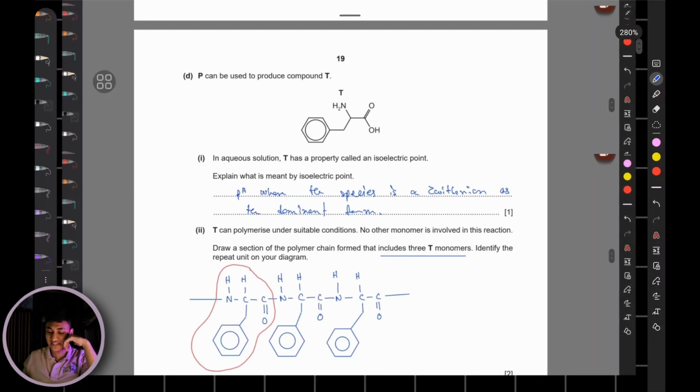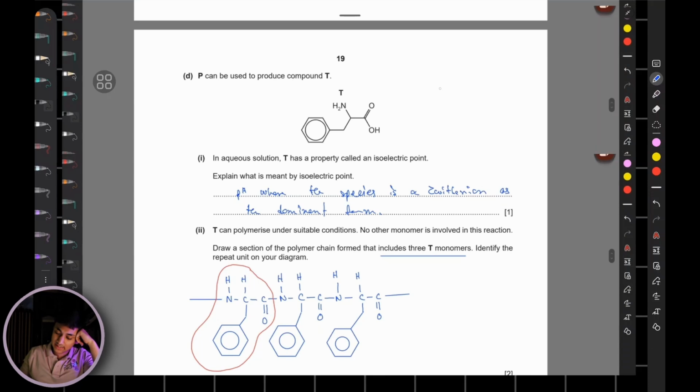So part D of the same question: P can be used to produce compound T. In aqueous solution, T has a property called isoelectric point. Explain what is meant by isoelectric point. Very simple: the pH when the species is a zwitterion as the dominant form.